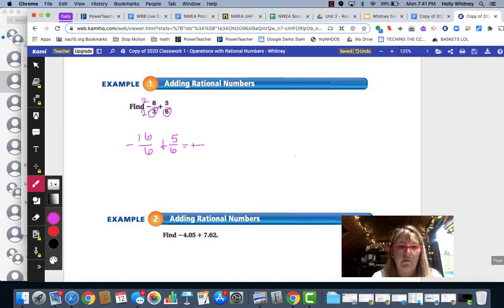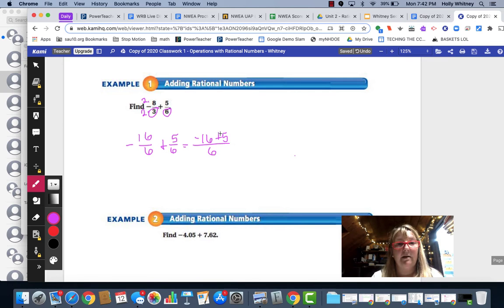Here's where we're going to take a trip in the Wayback Machine. Remember that we don't add the sixths. We're just adding the number of sixths that we have. So we're going to put this over 6. Then we're going to take negative 16 and we're going to add it to the 5. This kind of clears up a little bit of the confusion of what we're adding and what's positive and negative and how do we do this.